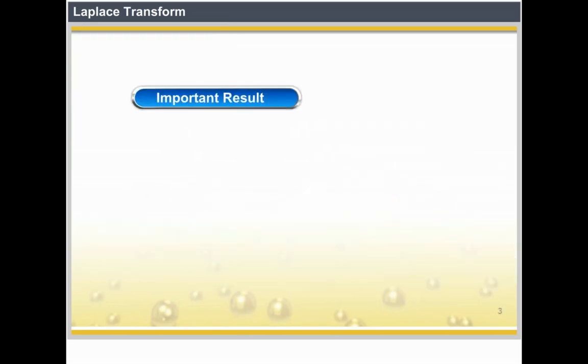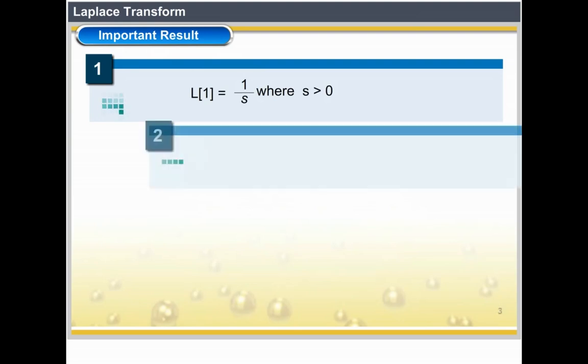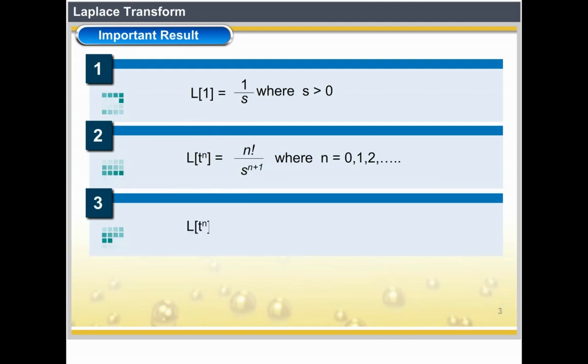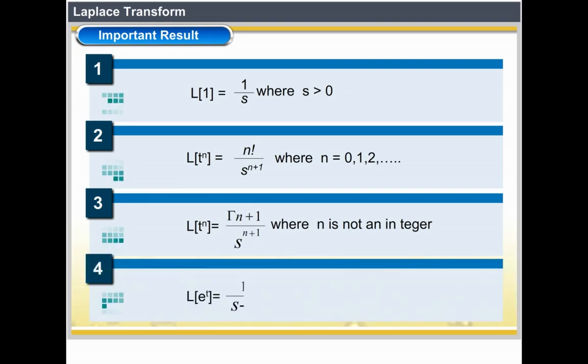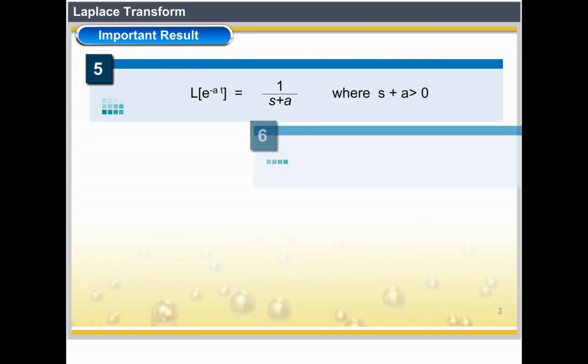Important results. Number 1. L[1] = 1/s, where s > 0. Number 2. L[tⁿ] = n!/s^(n+1), where n = 0, 1, 2, etc. Number 3. L[tⁿ] = Γ(n+1)/s^(n+1), where n is not an integer. Number 4. L[e^(at)] = 1/(s − a), where s > a. Number 5. L[e^(−at)] = 1/(s + a), where s + a > 0.